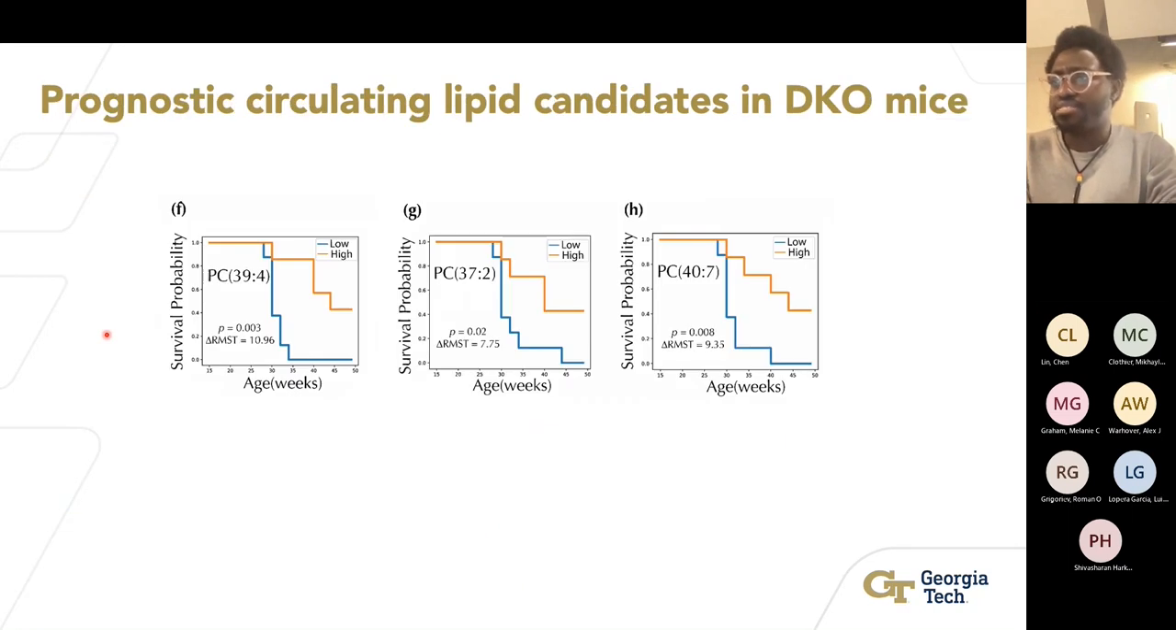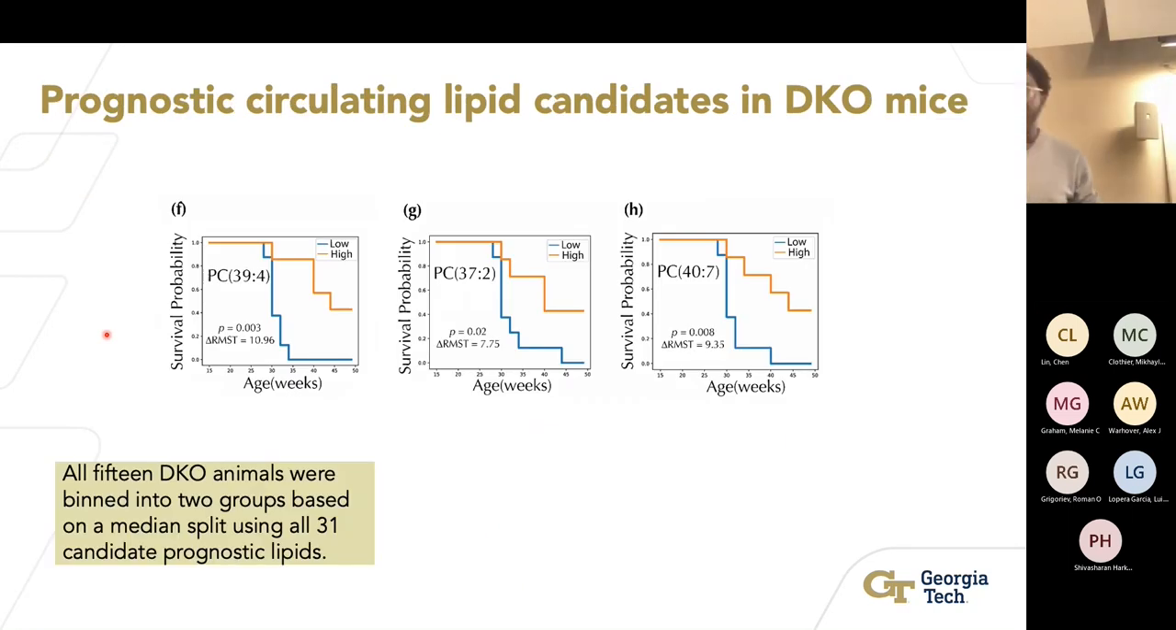Okay, so we did this for our analysis, and we were able to identify 3 species of PCs, phosphatidylcholine, that are quite statistically significant, which means that they are candidates that can be used as prognostic markers. And the way this was done was to take all of the decayed animals and bin them into 2 groups using median splits, high group and low group, and then we did the Kaplan-Meier analysis.